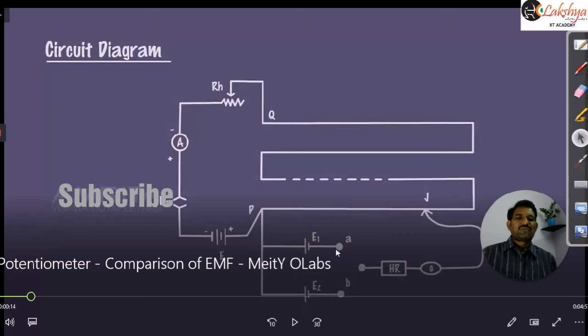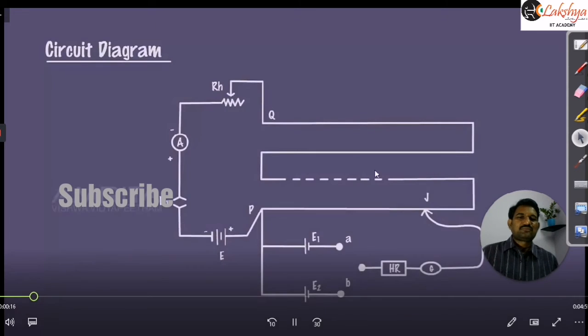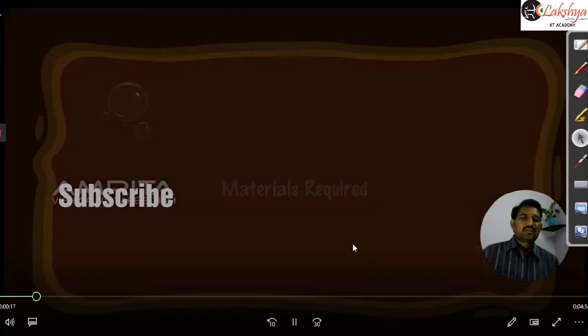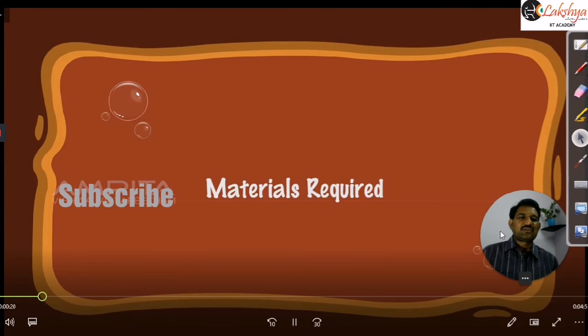For that, these two cells are connected by using a two-way key. This is called a two-way key, a high resistance box, a jockey. Instead of a single cell as in the previous discussion, now we are connecting the two cells by using a two-way key. So this is the circuit here. And now let us see the devices, the materials required for this.